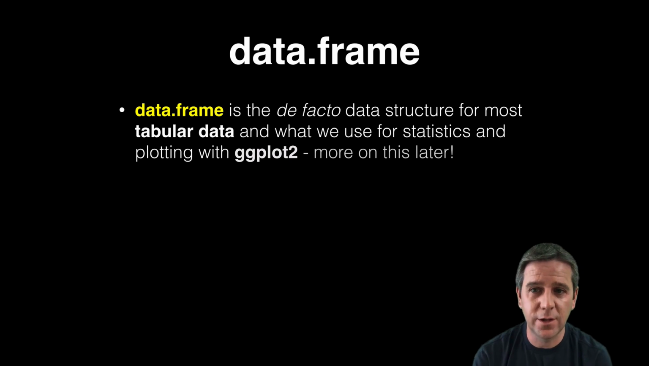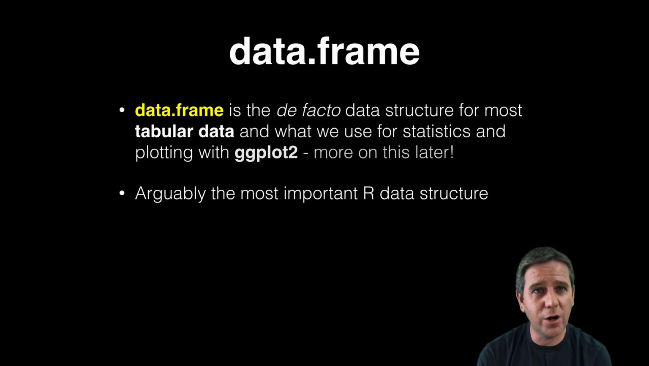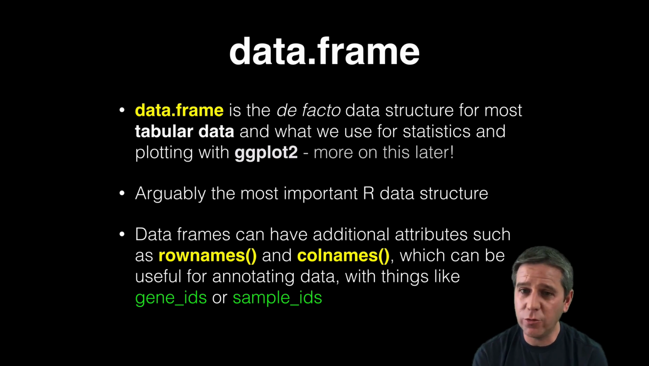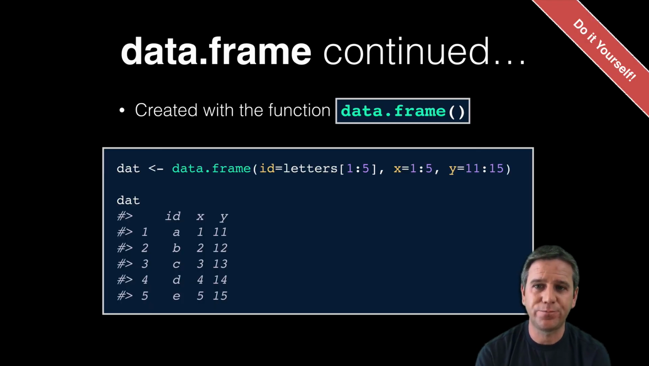We'll have more on this afterwards. Now, they're arguably the most important data structure in R because they're usually the inputs to those important functions that we'll use. And data frames, just like vectors, have names: they can have row names and column names. So we can name the rows and we can name the columns for easy access. For example, if we had gene IDs down one column and sample IDs, or whatever useful things that will be important when we want to analyze our data later, we can store them in the data frame.